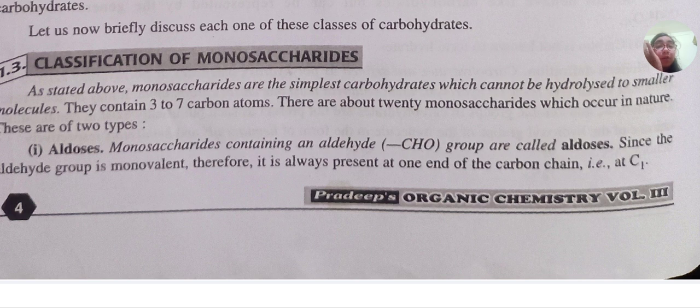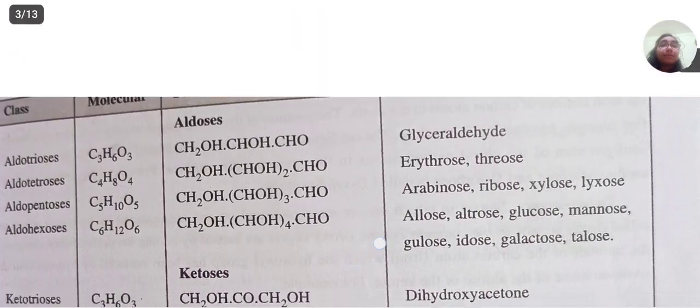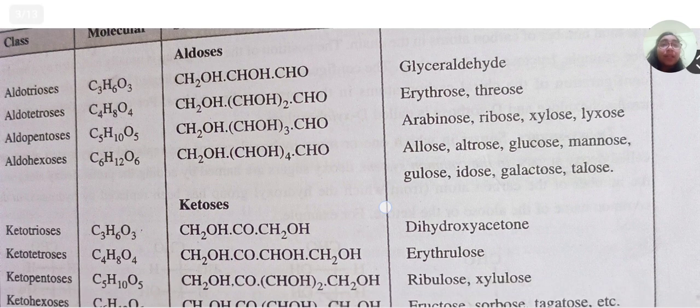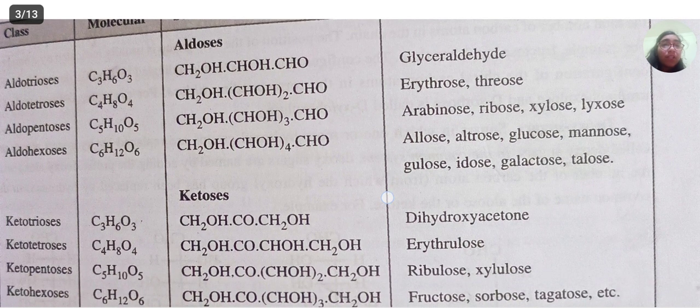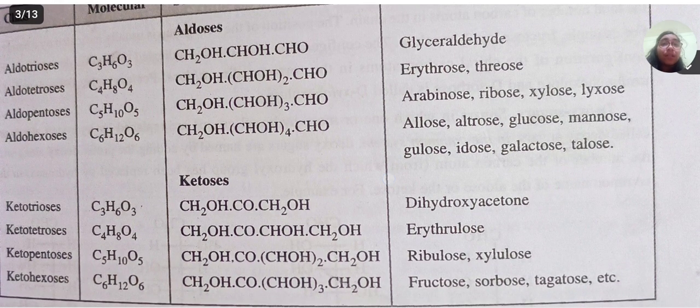These are of two types: aldoses. Monosaccharides containing an aldehyde group are called aldoses. Since the aldehyde group is monovalent, it is always present at one end of the carbon chain at C1. Aldotrioses, C3H6O3: CH2OH CHOH CHO, glyceraldehyde. Aldotetroses, C4H8O4: CH2OH (CHOH)2 CHO, erythrose, threose.